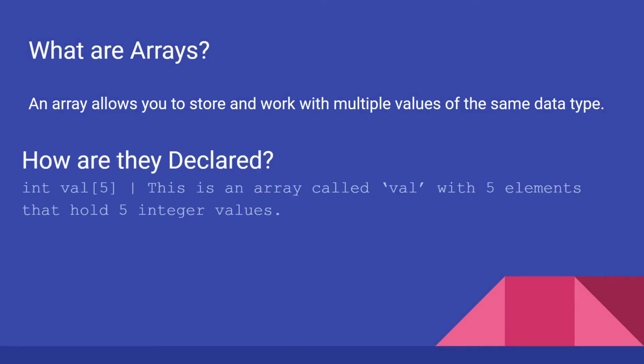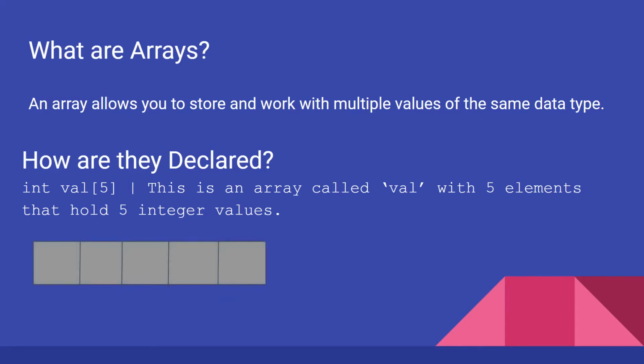How are they declared? Well, they're declared sort of the same way as a variable. As you can see here, we have an array called val that holds 5 integer values. Now, a good way to understand arrays is through visualization. When we declare an array, it is visualized like this. There are 5 spots to hold 5 integer values.